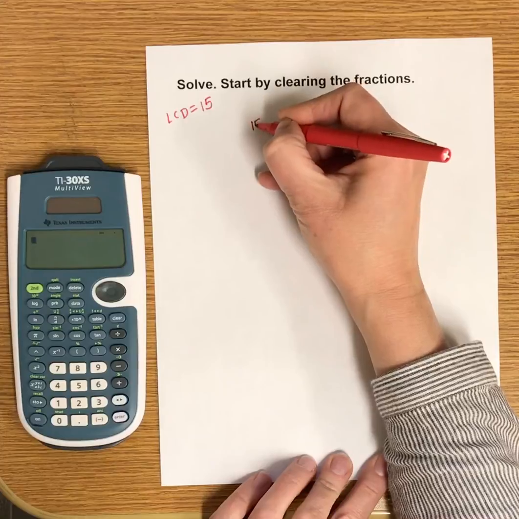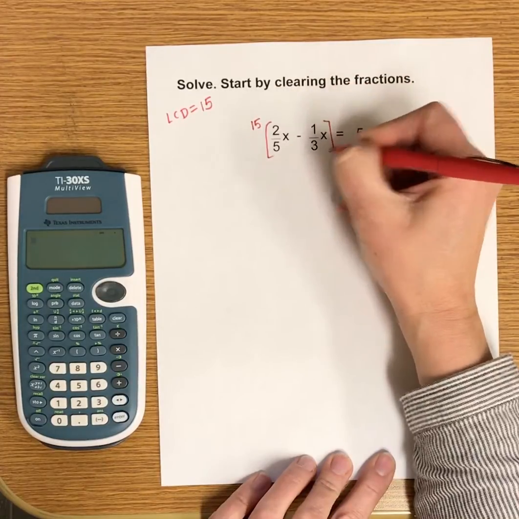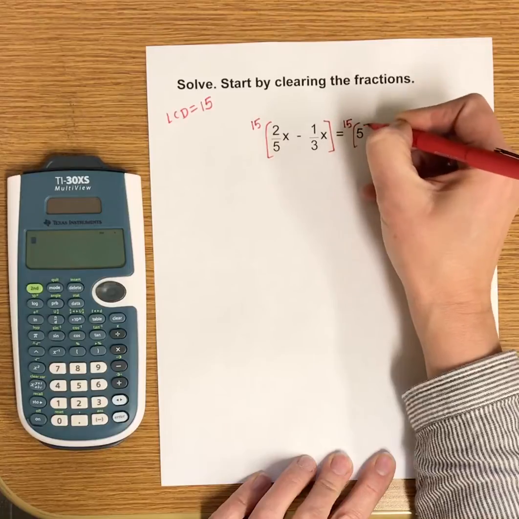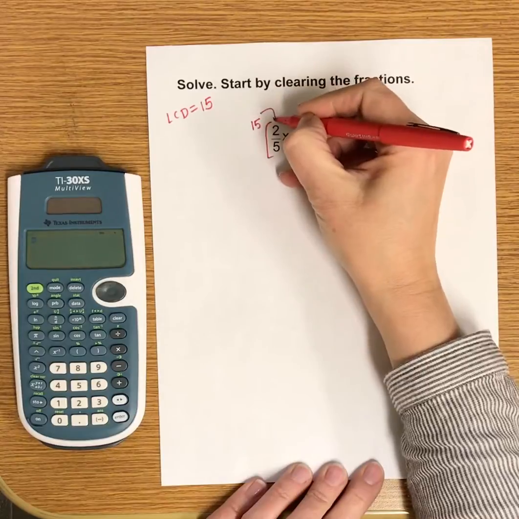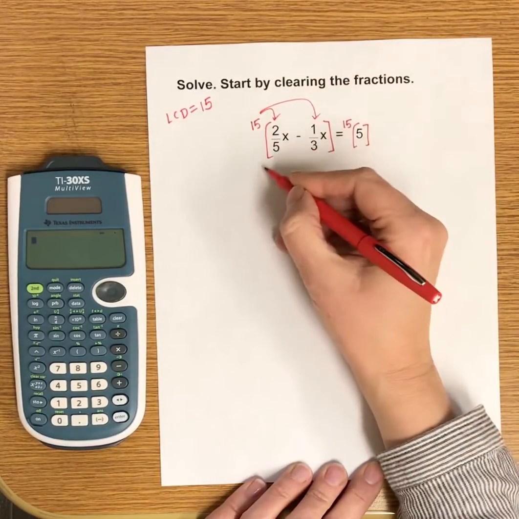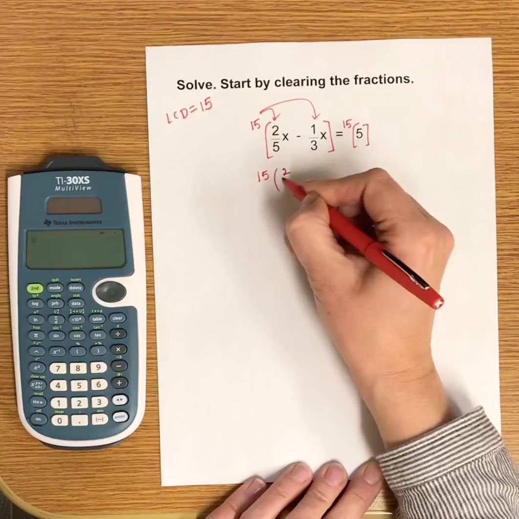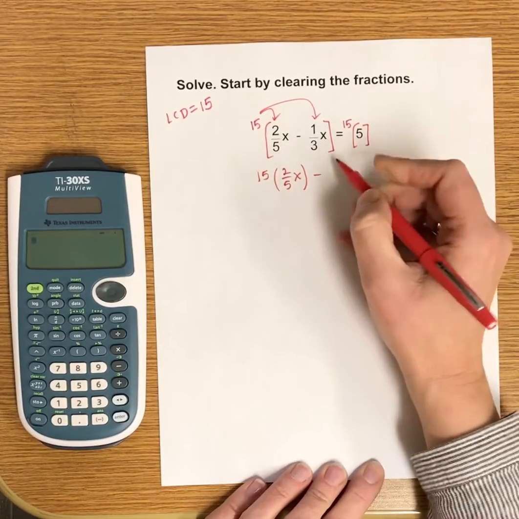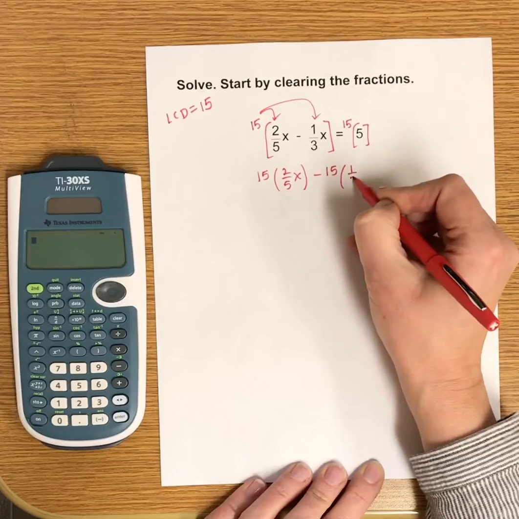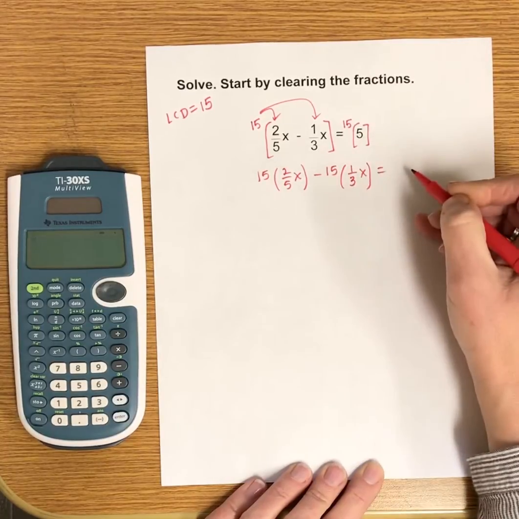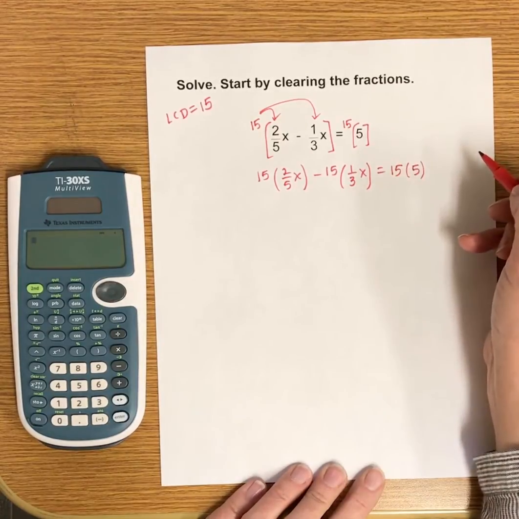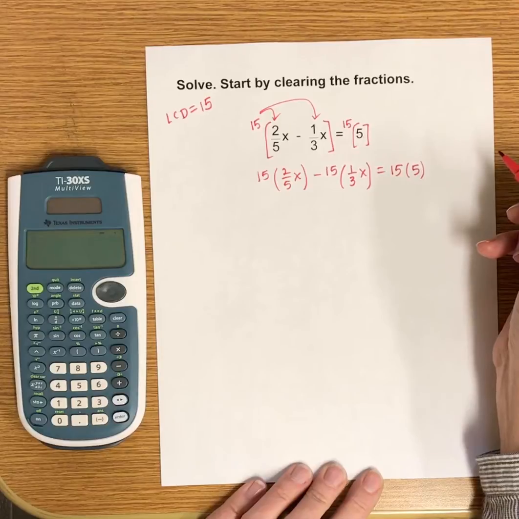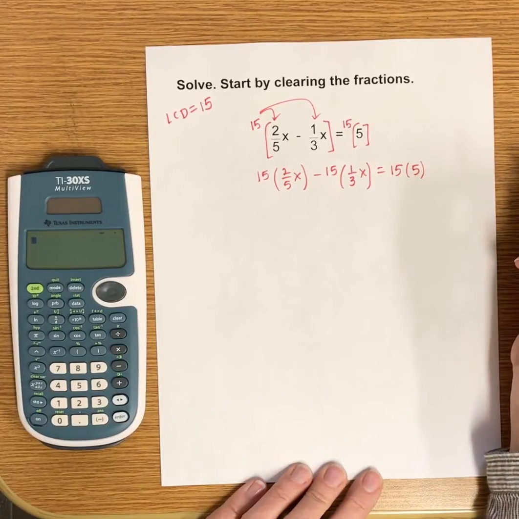So to clear the fractions, we're going to multiply the whole equation, or in other words, the left side and the right side, by 15. Since there's two terms on the left side, the 15 needs to be distributed, and it's going to get multiplied by the 2/5 x, as well as by the minus 1/3 x. Then on the right hand side, the 5 is also multiplied by 15, even though it's not a fraction. Because we want to keep the whole equation balanced, we need to do the same thing to both sides.